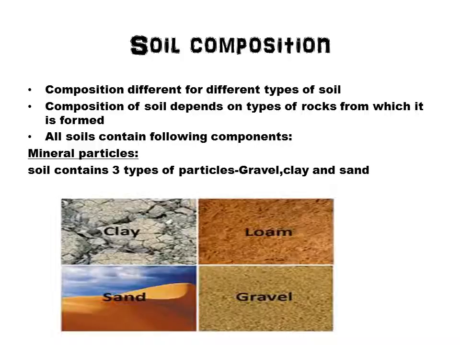From the figure you can see that clay, sand and gravel look different. They have different textures, different colors, and their properties are also different. In the coming slides, we will learn about their different properties. So, we learned that there are three types of mineral particles: gravel, clay and sand.